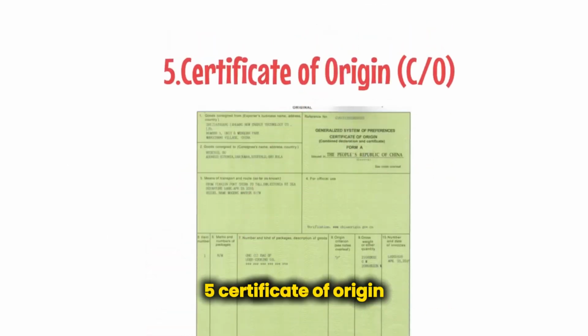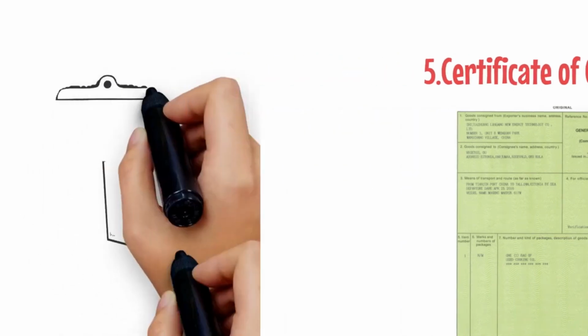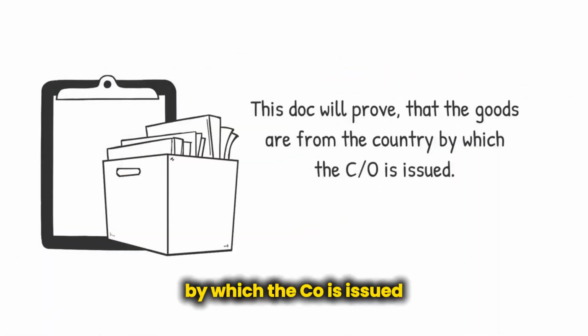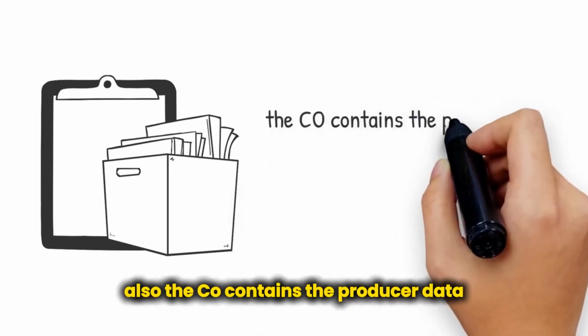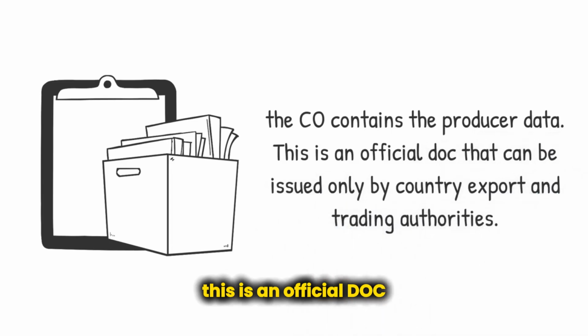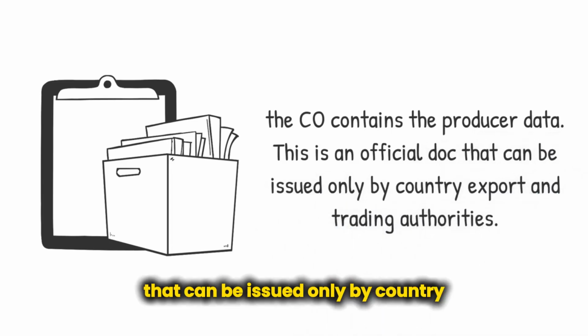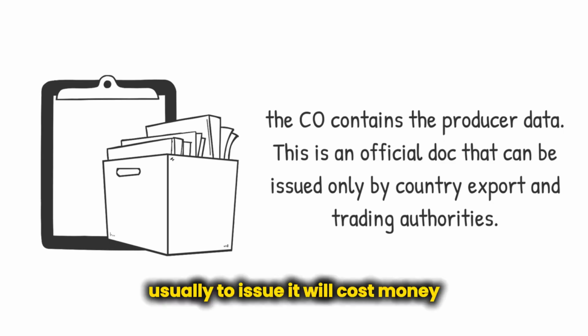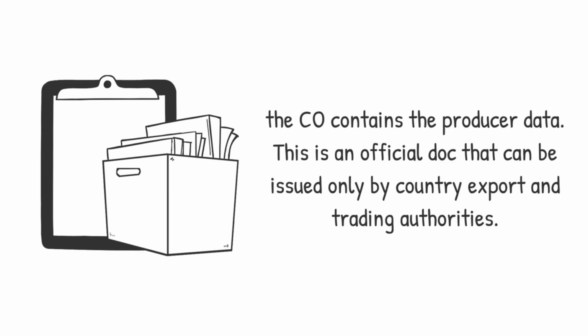5. Certificate of origin. This doc will prove that the goods are from the country by which the CO is issued. Also, the CO contains the producer data. This is an official doc that can be issued only by country export and trading authorities. Usually, issuing it will cost money.